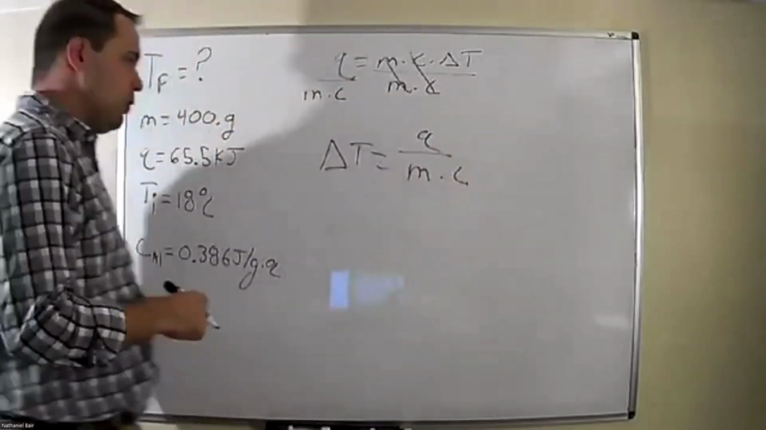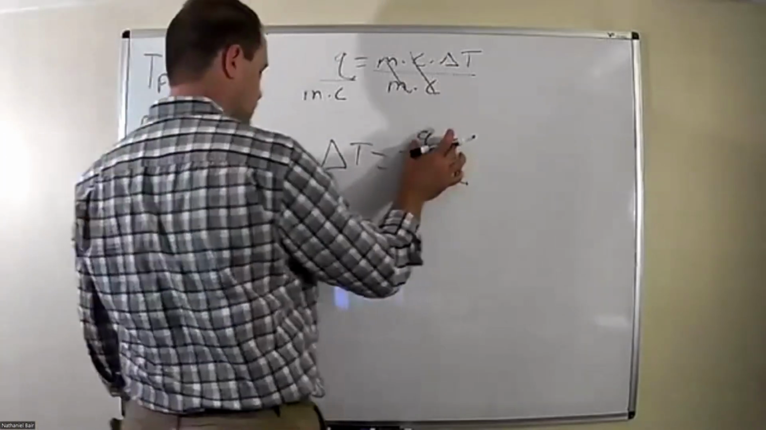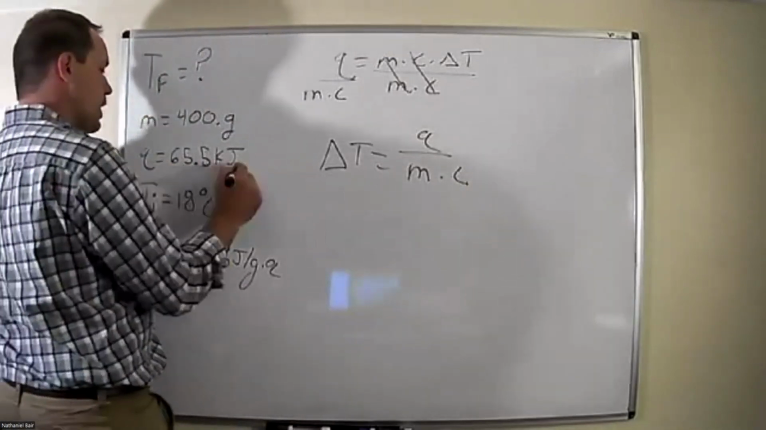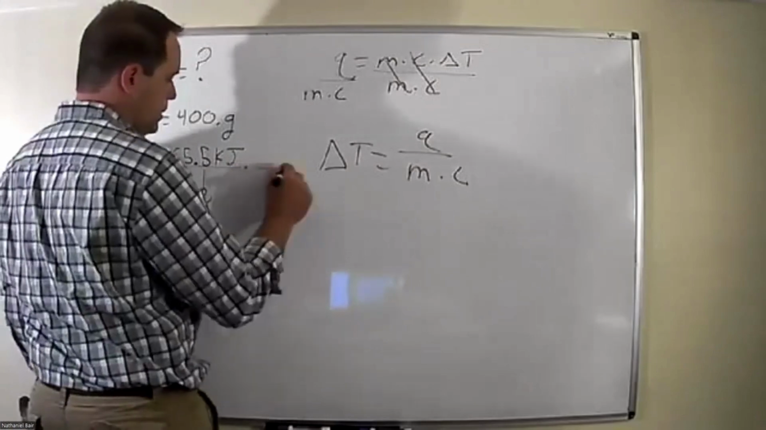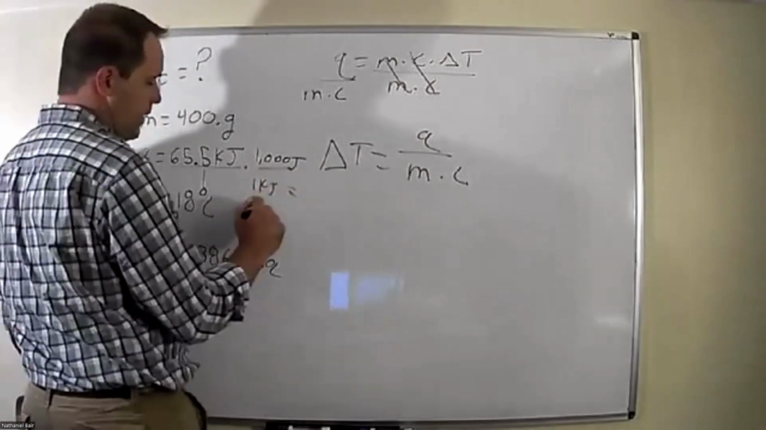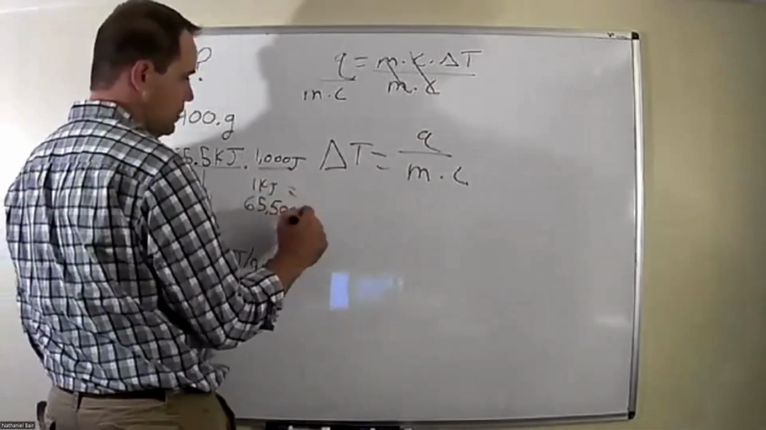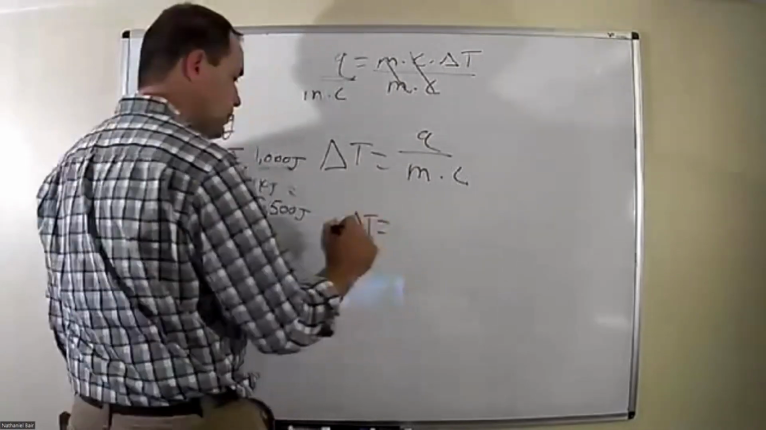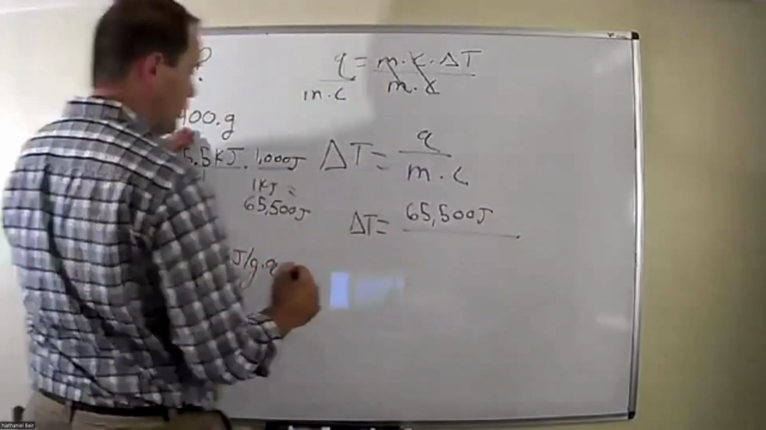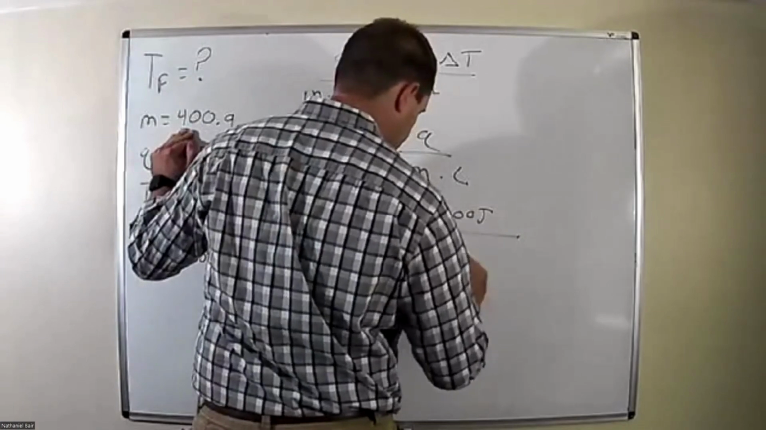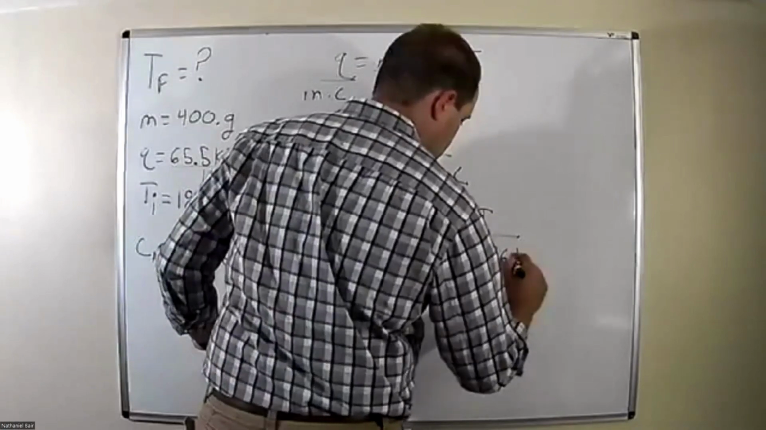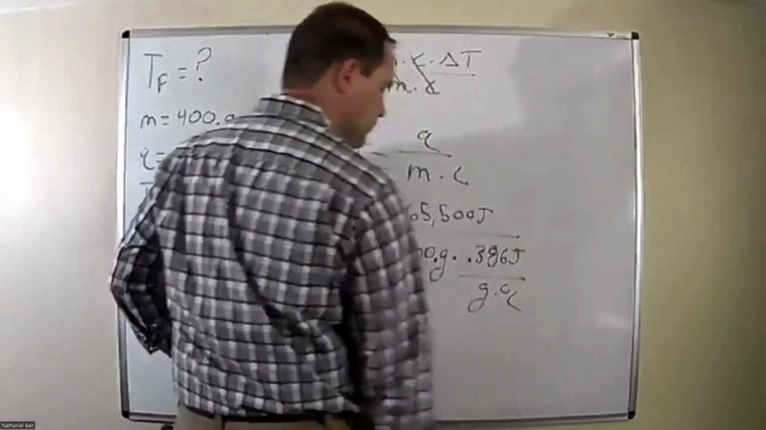Now we got a problem. We cannot just use 65.5 kilojoules and 0.386 joules per gram times degrees C, because kilojoules and joules aren't going to work. So I would convert the kilojoules to joules. 1 kilojoule is 1,000 joules. And that's going to be 65,500 joules. So the change in temp is equal to 65,500 joules divided by the mass, 400 grams, times the specific heat capacity, 0.386 joules per gram times degrees C.